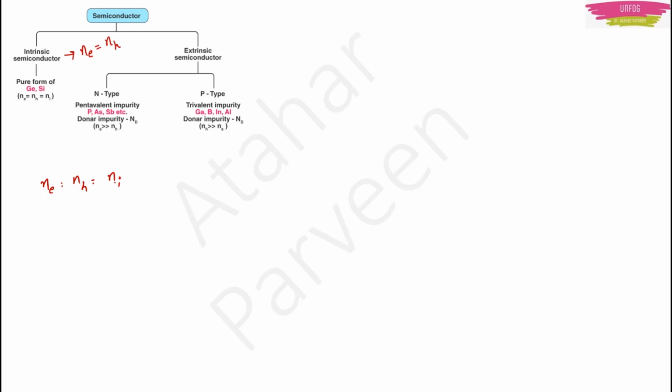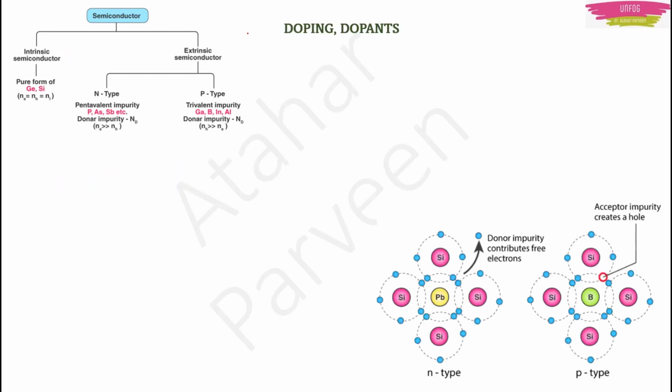When a few parts per million, meaning ppm, of suitable impurities are added to a pure semiconductor, then what happens? The conductivity of that semiconductor will increase many times. Now after adding that impurity, whatever we achieve from the intrinsic semiconductor is known as an extrinsic semiconductor. Okay, and the process of adding this impurity to an intrinsic semiconductor is called doping.